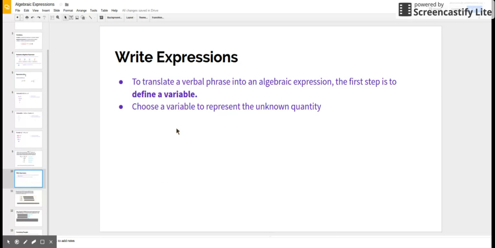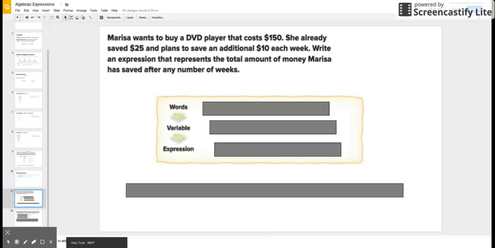Okay, this is how to write expressions. To translate a verbal phrase into an algebraic expression, the first step is to define a variable. Choose a variable to represent the unknown quantity. So here we have a word problem. Marissa wants to buy a DVD player that costs $150. She already saved $25 and plans to save an additional $10 per week. Write an expression that represents the total amount of money Marissa has saved over any number of weeks.